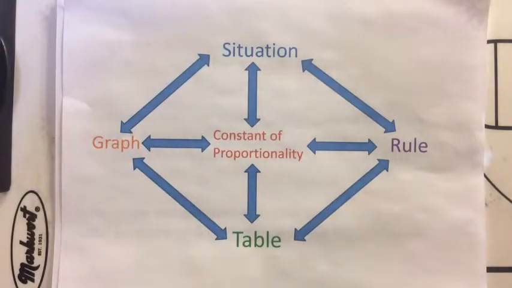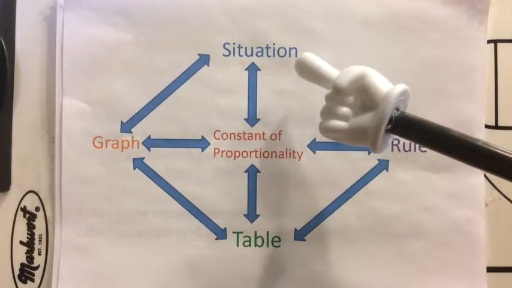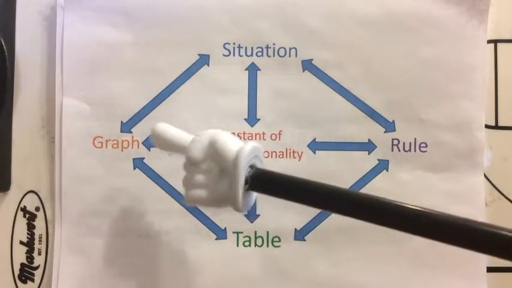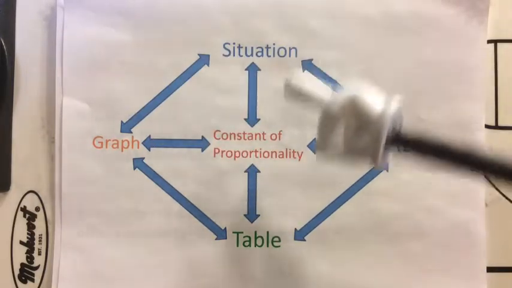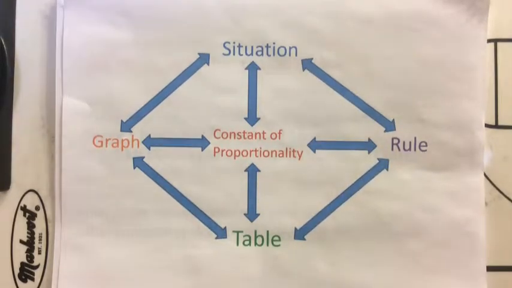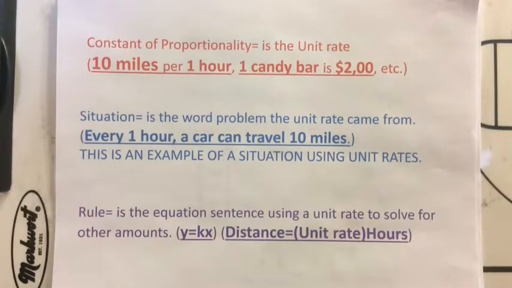Now what I have here for you is a chart of a proportionality web. There are 5 important parts that you need to know when looking at these types of webs: the situation, the rule, the table, the graph, and the most important part of these 5 points, the constant of proportionality. We're going to go over these 5 important points today, describing what they are and how you can use each one of these as you make your own proportionality web. So let's begin by looking at some of these important things.